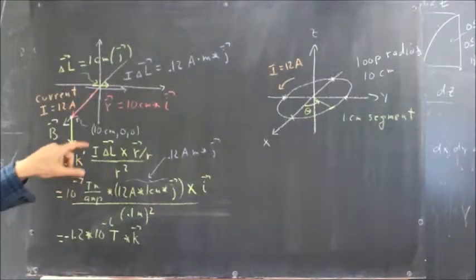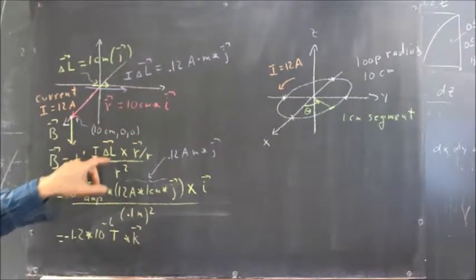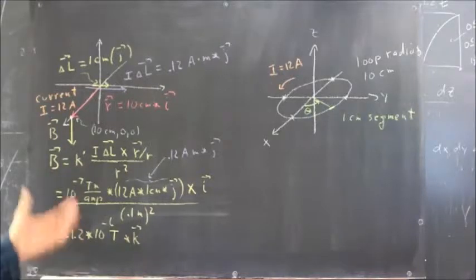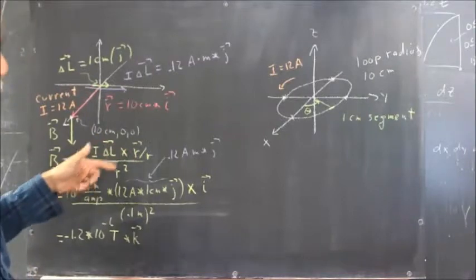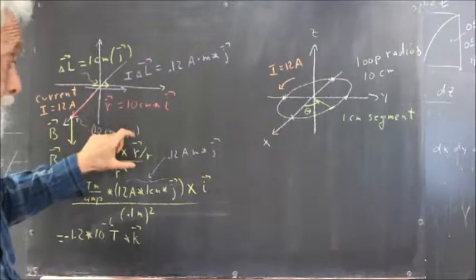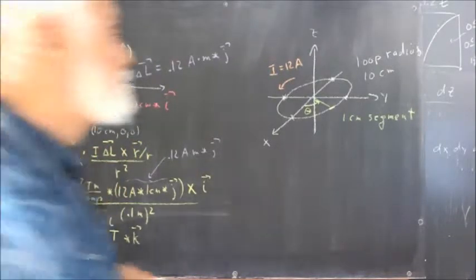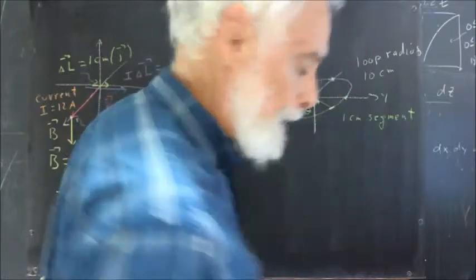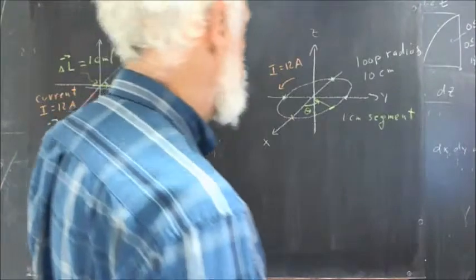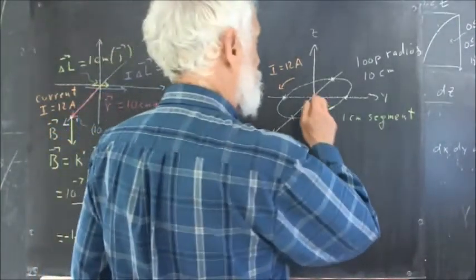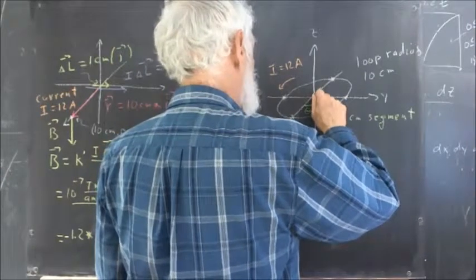Now we have I delta L cross R hat over R squared. If we get I and the delta L vector, the only thing we need in addition is the R vector, so that we can calculate the unit vector, R divided by its magnitude, over R squared. So what is the R vector going to be? You should pause and think this through. The R vector goes from the segment to the field point. So the R vector is going to go here.